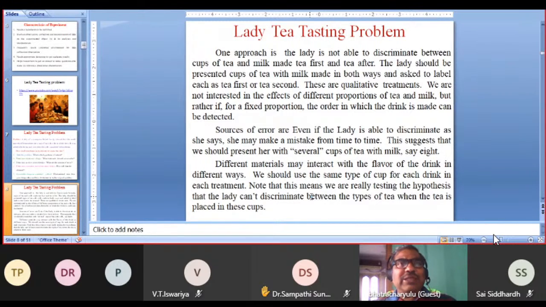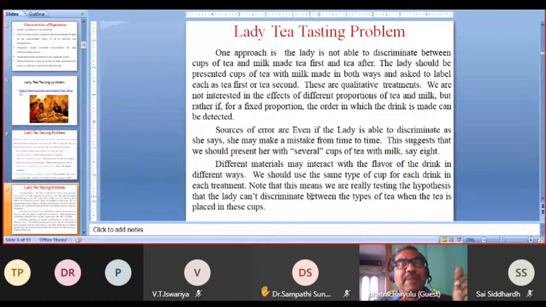So these are the two methods that I am using, and I want to test whether she is happy to drink the tea made by method one or method two, by tasting the tea.